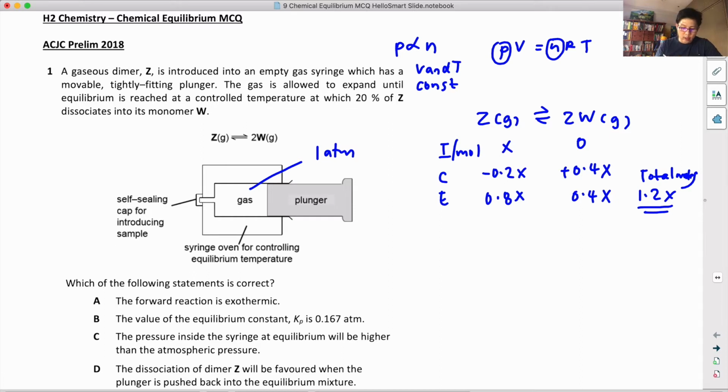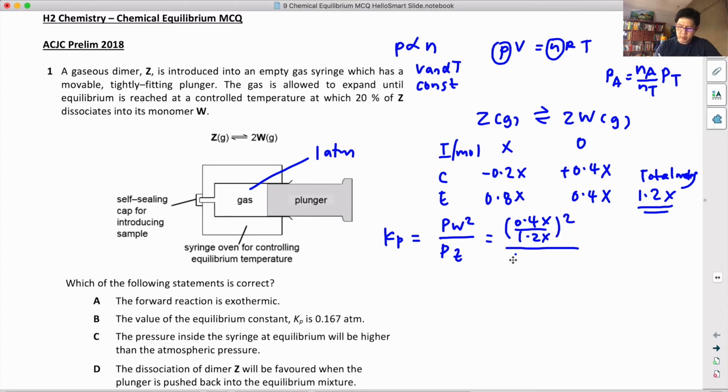So how do you find Kp? Kp can be calculated using the partial pressure of W squared over the partial pressure of Z. Partial pressure we can work out by doing mole fraction times total pressure. So it's 0.4x over 1.2x times 1, because 1 atm is the total pressure. Partial pressure for any gas is mole fraction times total pressure, that's the formula I'm applying. So that, squared, over the partial pressure of Z, which is mole fraction again, 0.8x divided by 1.2x, times 1.